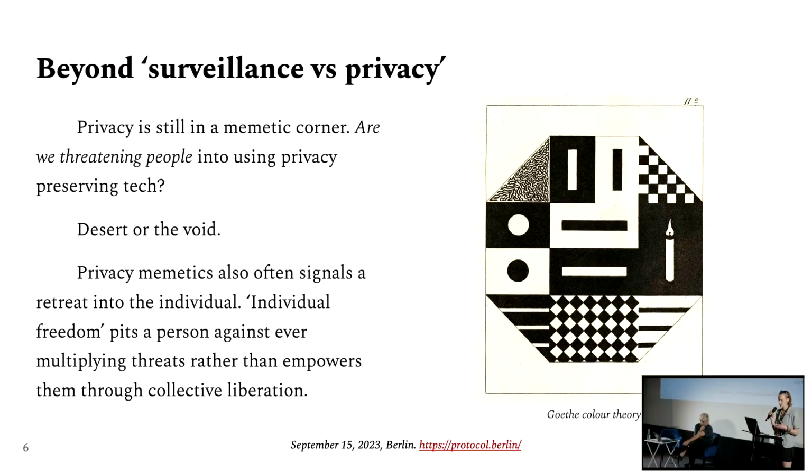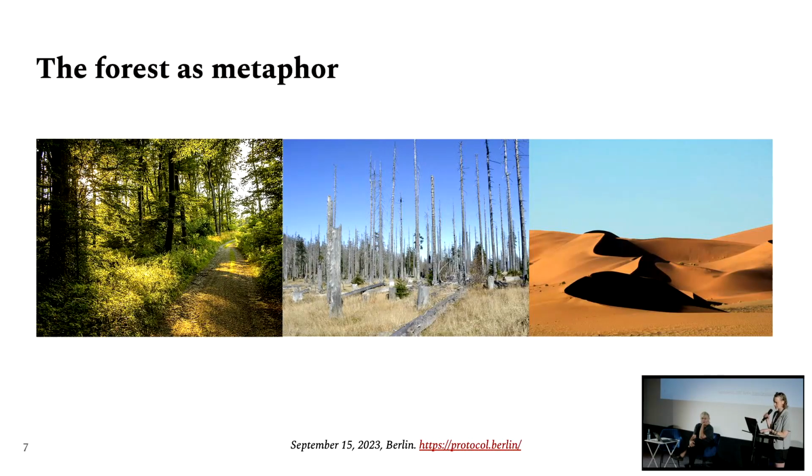So, conceptually, when people think about privacy or think about surveillance, you're either in total surveillance and there's this desert metaphor, or there's complete privacy, which is this threatening void of information or lack of information. And there's also this aspect of privacy mimetics that tends to retreat back into the individual, the individual protecting themselves and the individual as a unit. So we want to loosen up these categories a little bit and work more with this idea of the forest as a metaphor for privacy.